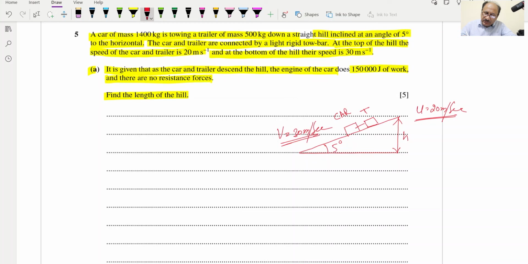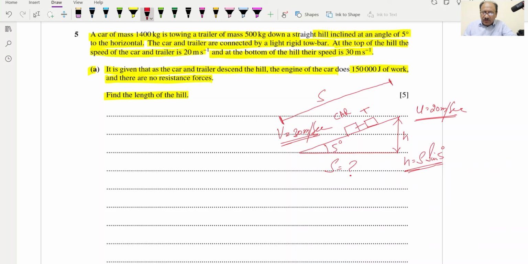So s is the distance, and that distance will be from this position to the top of the hill. So h over s will be equal to sine 5 degrees. So we can write h is equal to s sine 5 degrees. Hopefully you understood this. Now we know that energy is lost. S value we have to find.